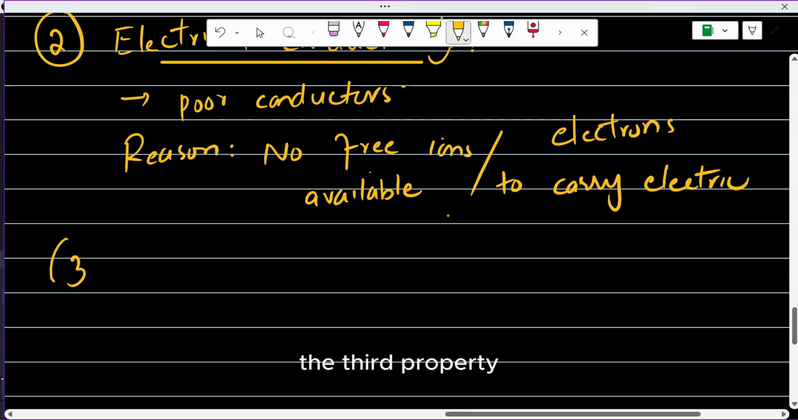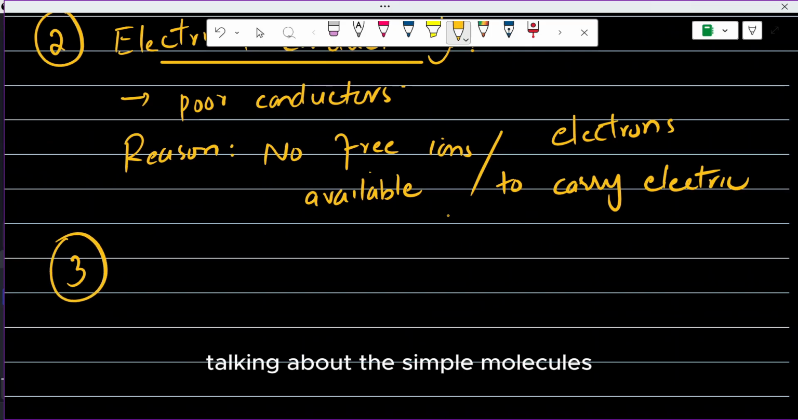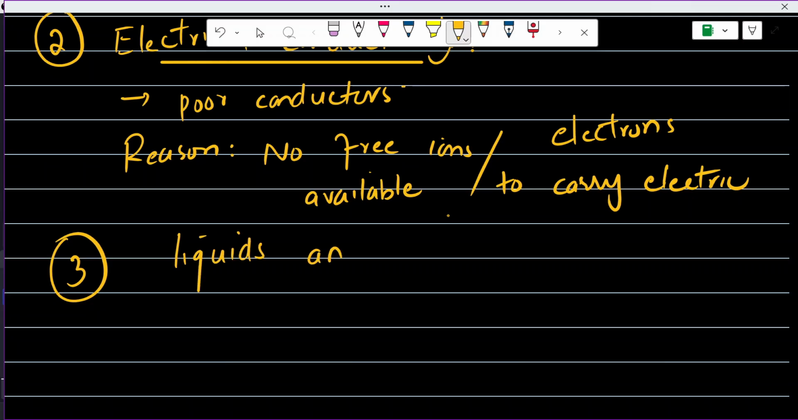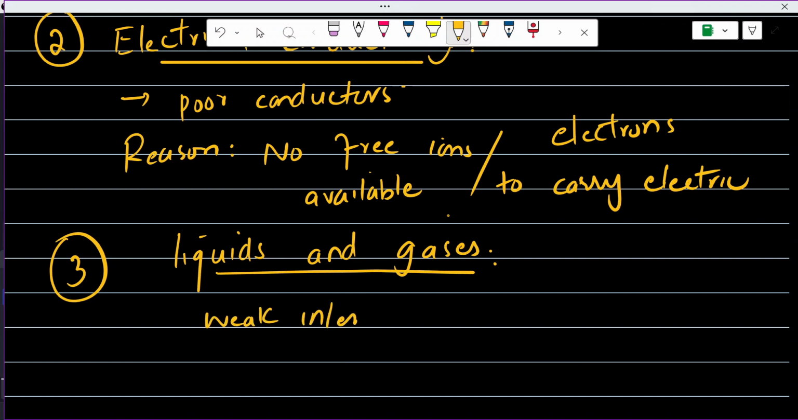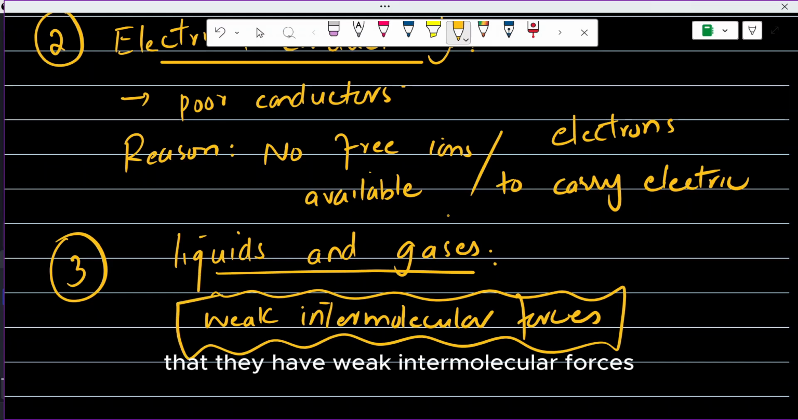The third property: most of these compounds, talking about the simple molecules, are liquids and gases at room temperature. Why? What is the reason? Weak intermolecular forces. This is the most generic term that you'll be using again and again in your responses, that they have weak intermolecular forces, but the covalent bonds are very strong. You cannot break the covalent bond.